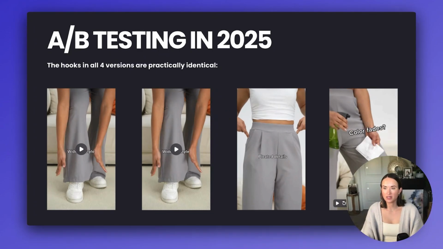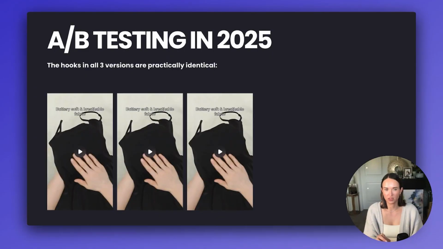So what I would have done is I would have made sure that the hooks were more wildly different between these two. That way when we're going into these different sales sequences, it's not being sent to the same person, the same group, and being held back from casting that wider net. The hooks in all three versions are practically identical in this example.